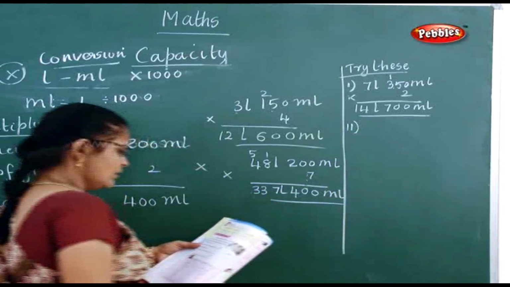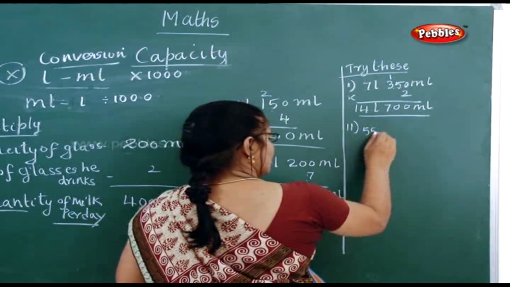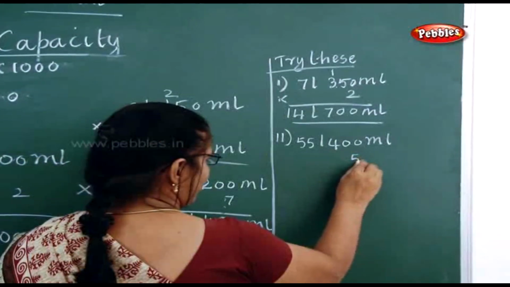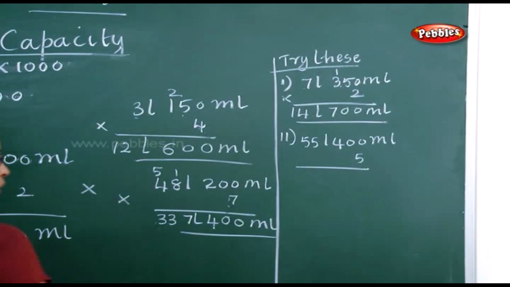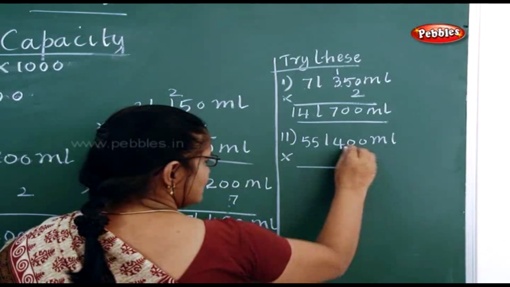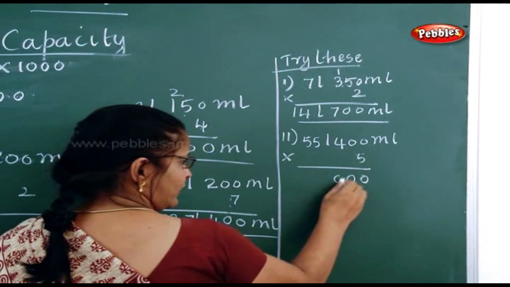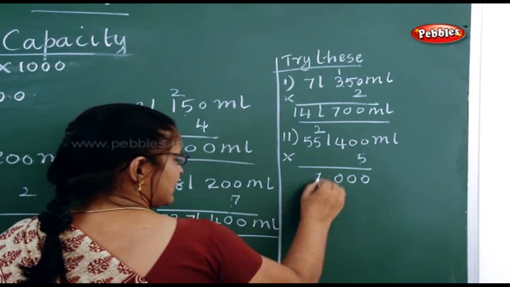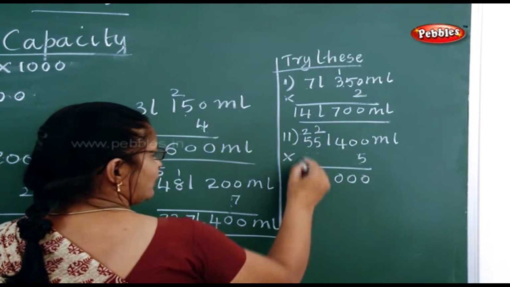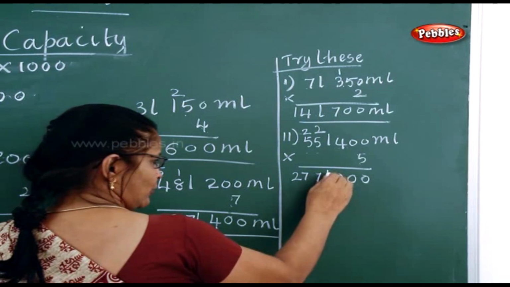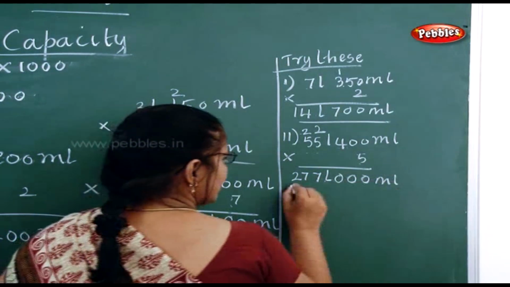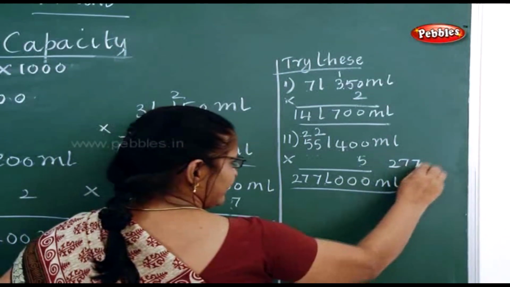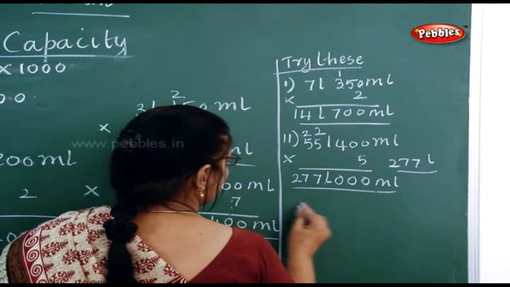Now second sum. 55 L 400 ml multiplied by 5. Now how will you do it? 0 5s are 0, 0 5s are 0, 4 5s are 20. You write 2 here. 5 5s are 25. 25 plus 2, 27. Now what will you write here? You will write L and here you will write ml. That means you will write 277 liters because there is no ml. You can directly write 277 liters.